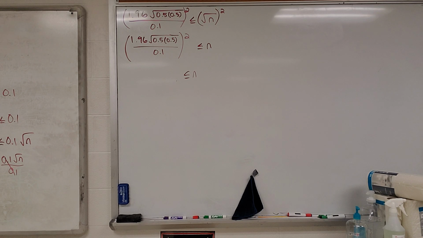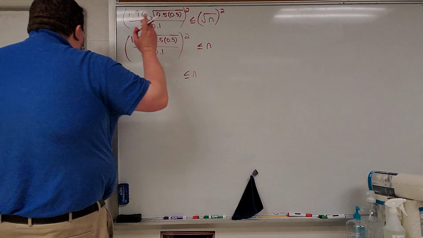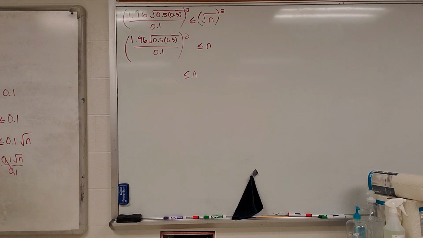How do you square a square root on the calculator? I typed that whole fraction in parentheses and squared it on the outside. That way it looked like that. Now the calculator may take the parentheses away after you do that, but it's the same thing.